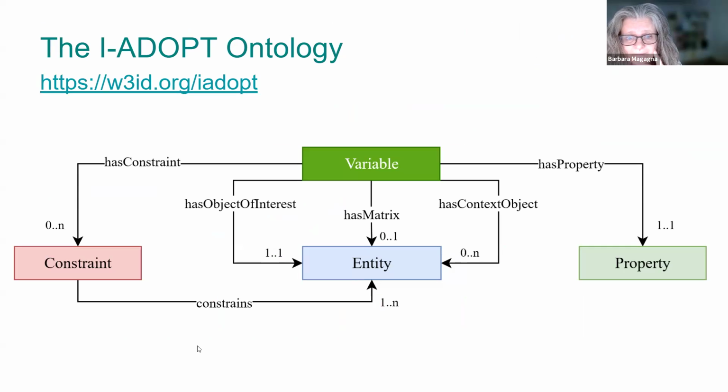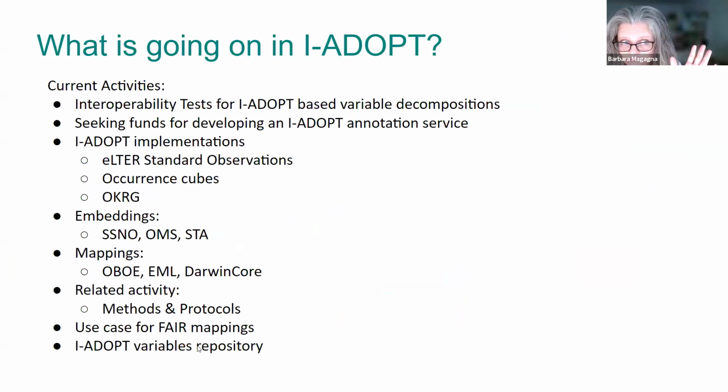And now I would like just to give an update what we are doing in I ADOPT at the moment. So there's quite a lot going on. We are planning to do real interoperability tests for I ADOPT-based variable decompositions. We are seeking funds for developing an I ADOPT annotation service. We are doing this with colleagues from Germany. And we are working on I ADOPT implementations.